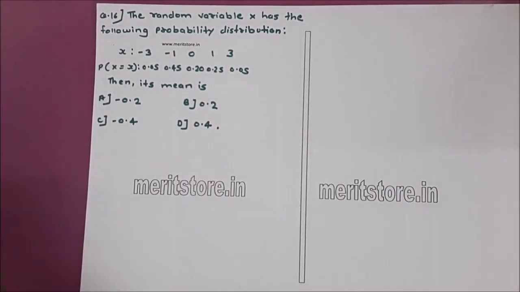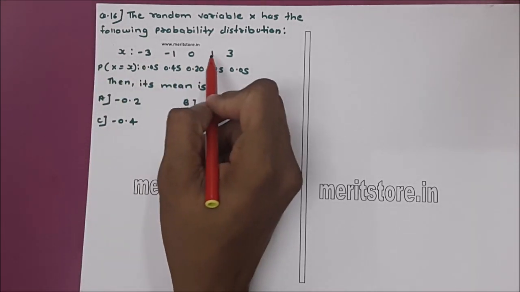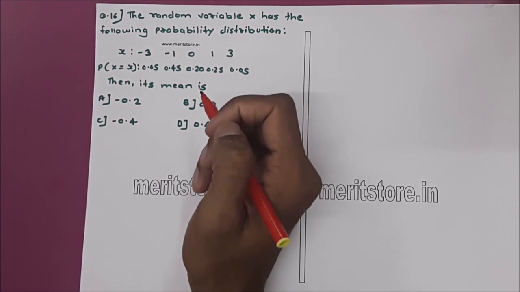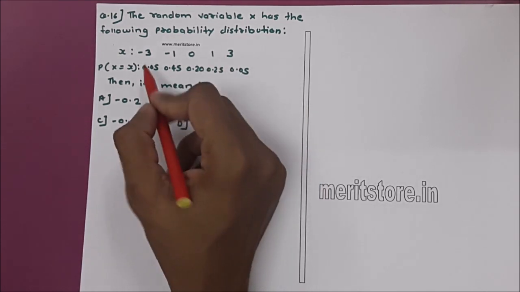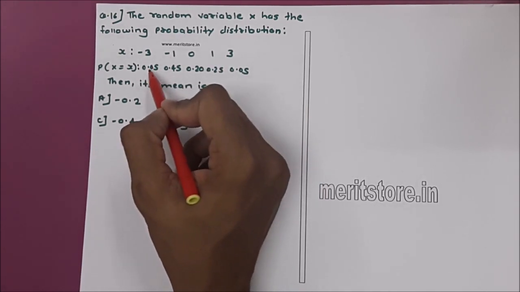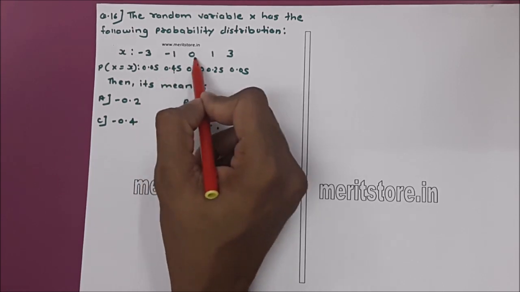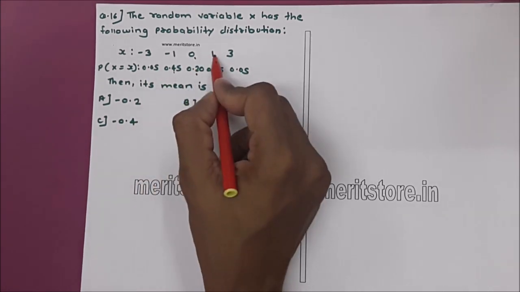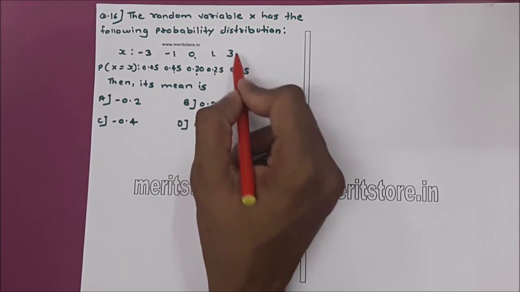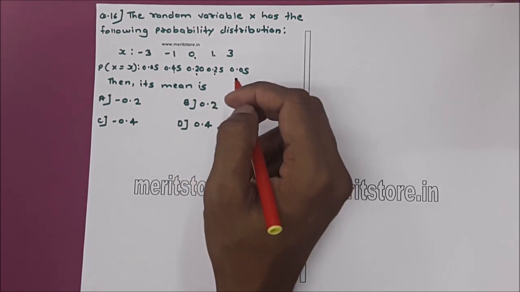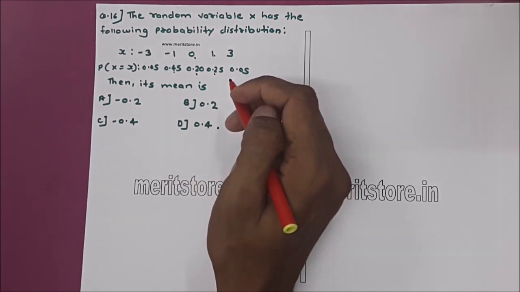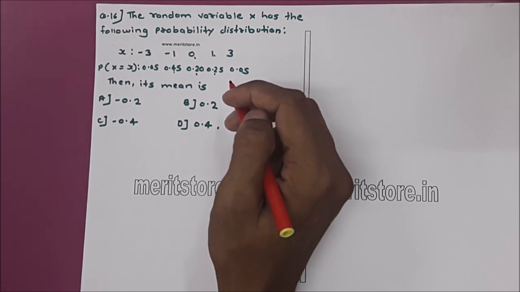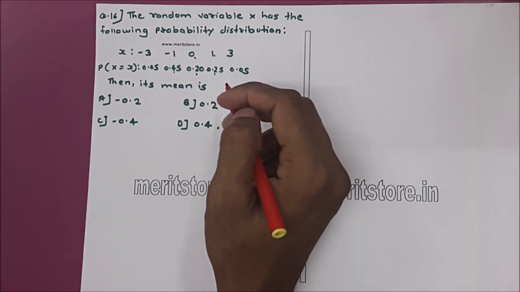Question 16. The random variable x has the following probability distribution, where x is minus 3, minus 1, 0, 1 and 3. For P(X equal to x), minus 3 is 0.05, minus 1 is 0.45, 0 is 0.20, 1 is 0.25 and 3 is 0.05. Then its mean is: A, minus 0.2; B, 0.2; C, minus 0.4; and D, 0.4.